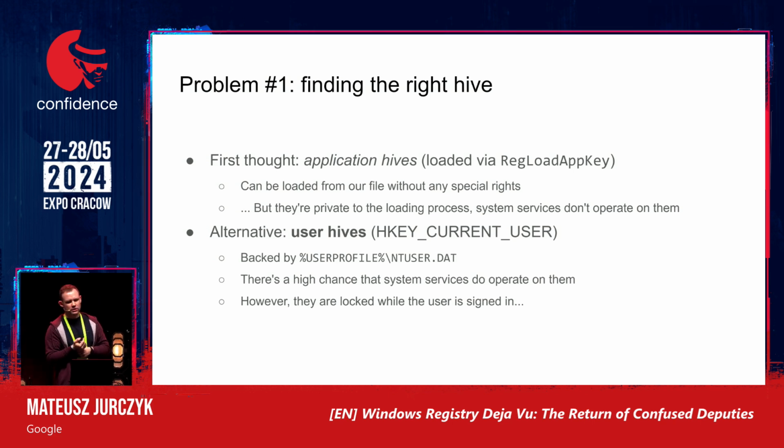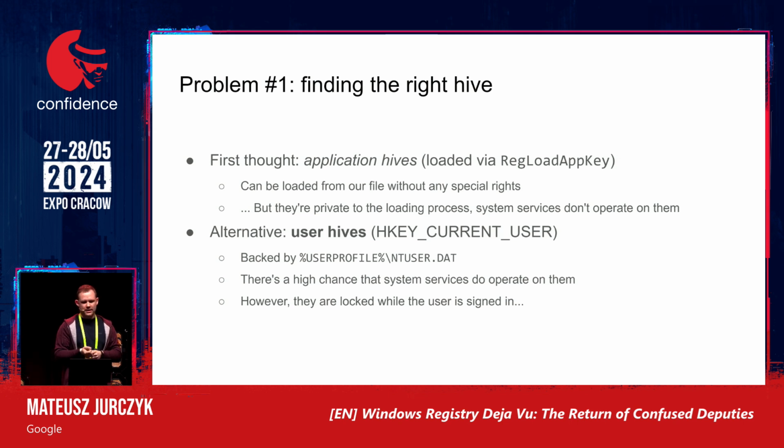So you may or may not know that there's a special type of hives in Windows called application hives, which were introduced also in Windows Vista. Any application without any special privileges can load their own hive with a call to RegLoadAppKey. That's a very good candidate when you start thinking about it, because we can control it in binary and we can load it on our own. But the problem is that application hives are supposed to be private to the loading process. It's not visible in the global registry tree, so there is not going to be a system service that will operate on them. And the other alternative is basically user hives again, which is the HKEY_CURRENT_USER top-level key.